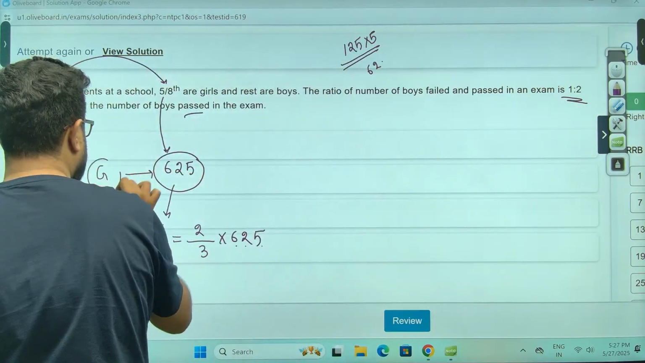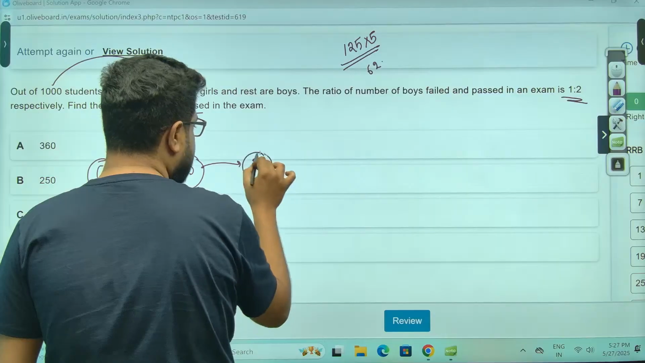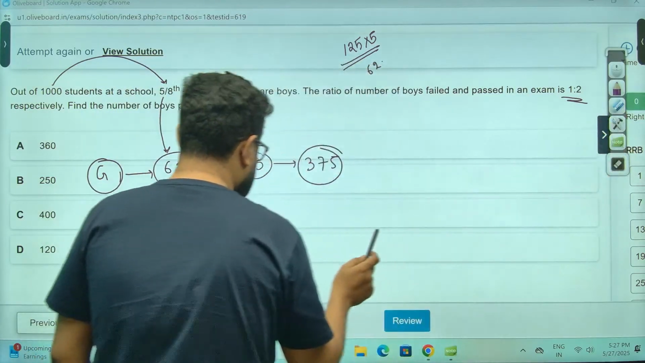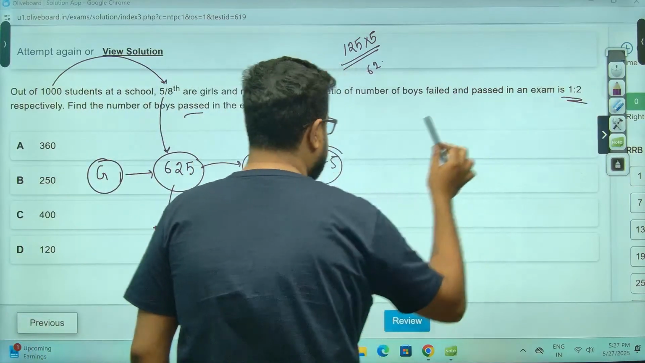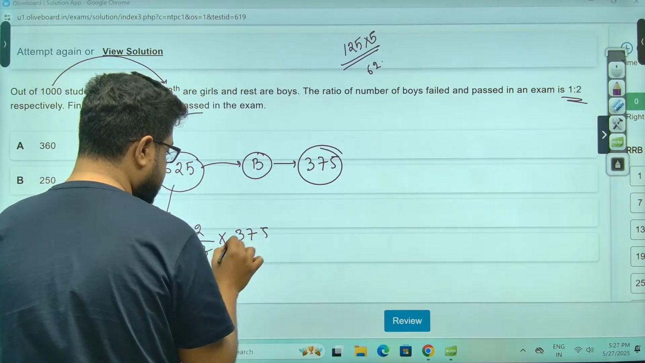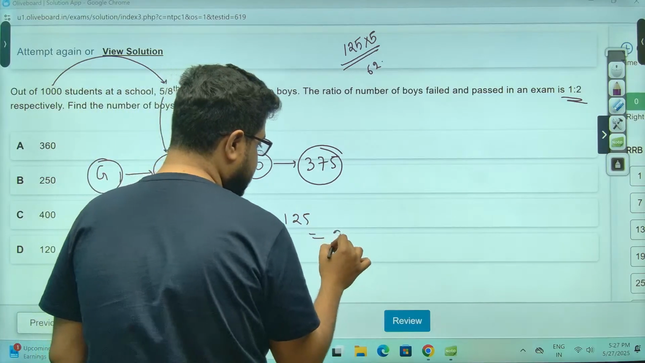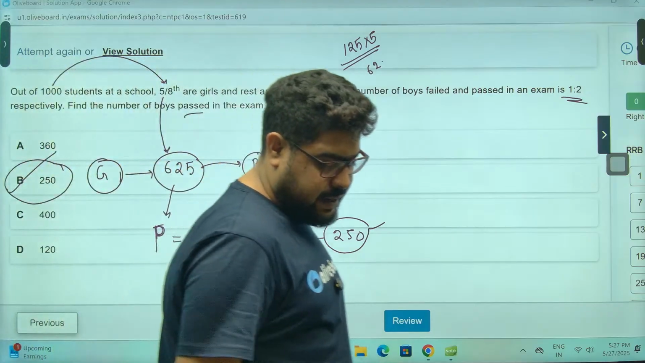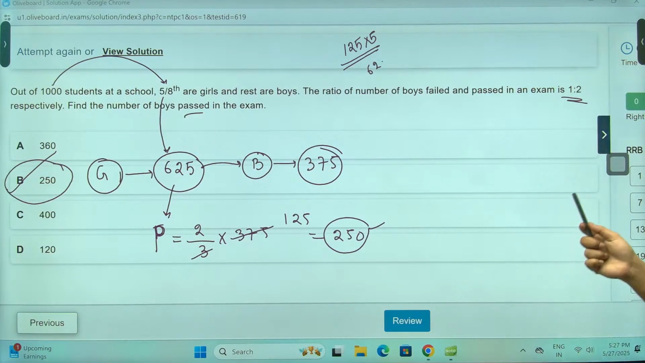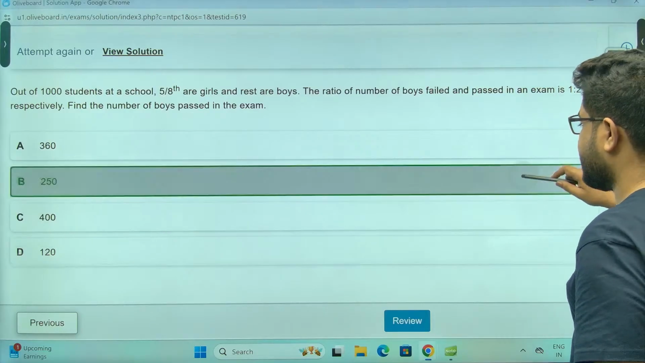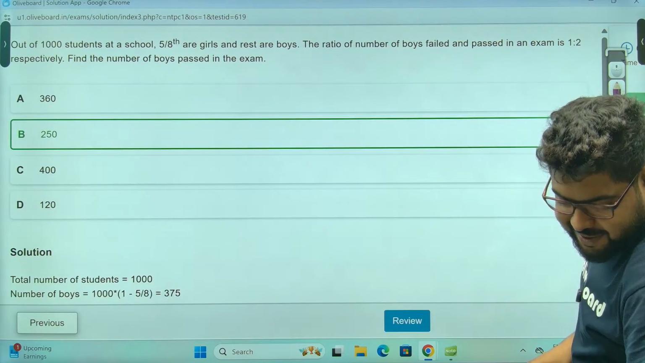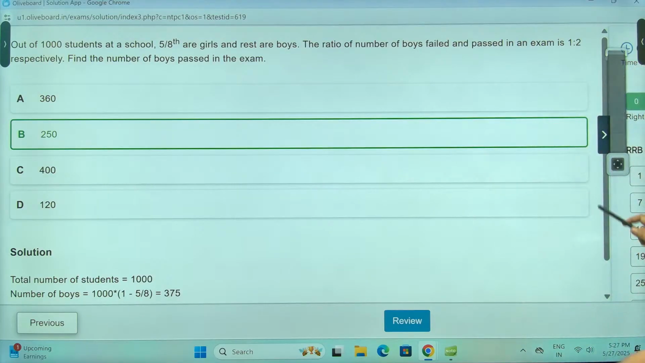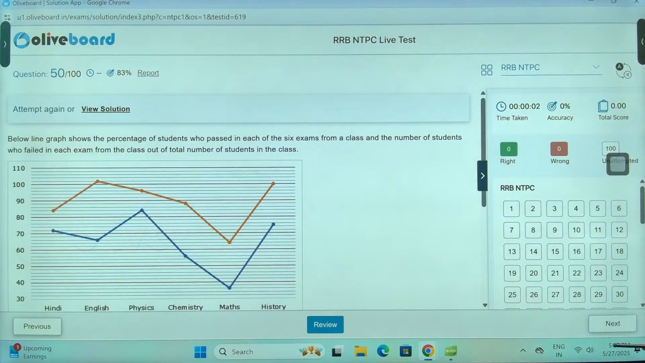These are girls, sir. So boys will be the remaining 375. Take 2/3 of this, that many students have passed. So 125, 2s are 250, sir. That is your answer. Completely my mistake, I couldn't see it. Okay, next one, sir.